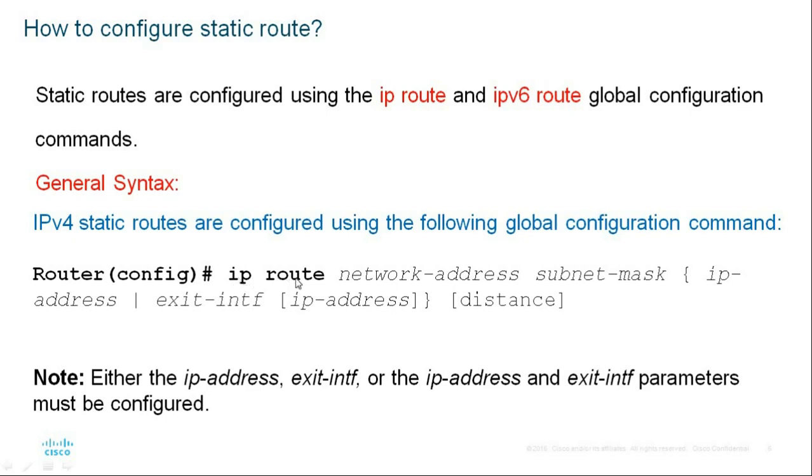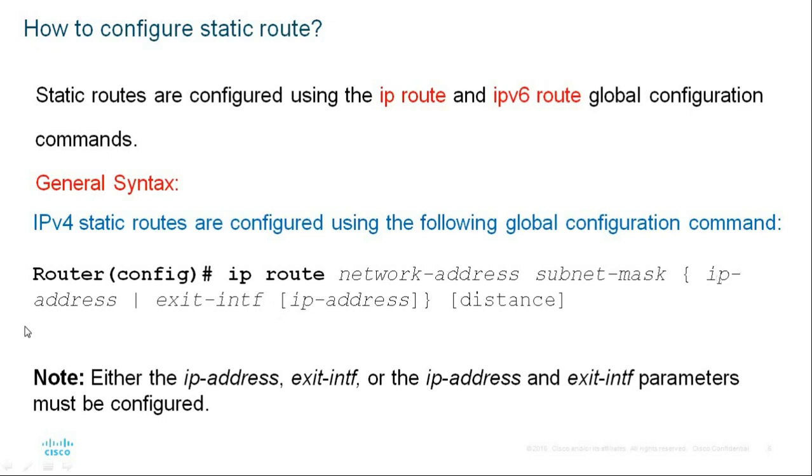Okay, this is for IPv4 networks. You have to use IP route followed by the network address, followed by the subnet mask. So: IP route, network address, space, subnet mask, space. Then the situation comes. See here, IP address means next hop address, or you can use exit interface. That is also one more option.